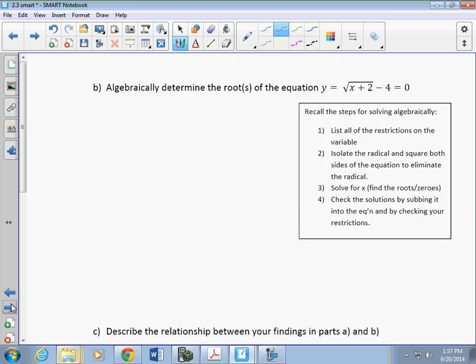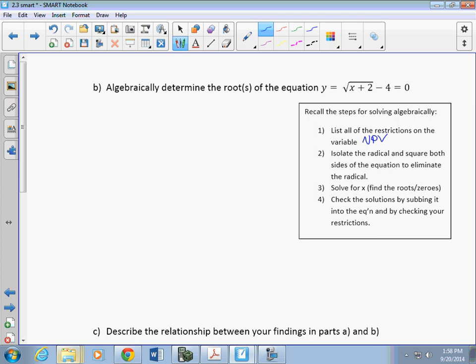It says algebraically determine the roots of the equation y is equal to x plus square root of x plus 2 minus 4 equals 0. So the first thing we want to do is remember our steps for solving things algebraically. So first we want to list all the restrictions on the variable. So that's the same as your NPVs if you want to think of it that way. We've done lots with NPVs last year.